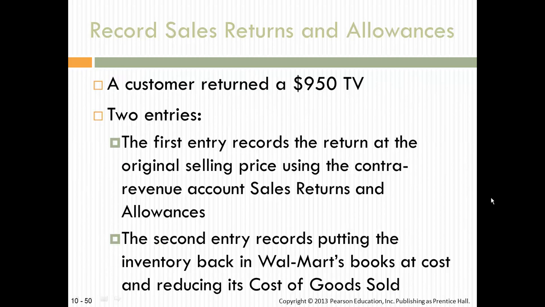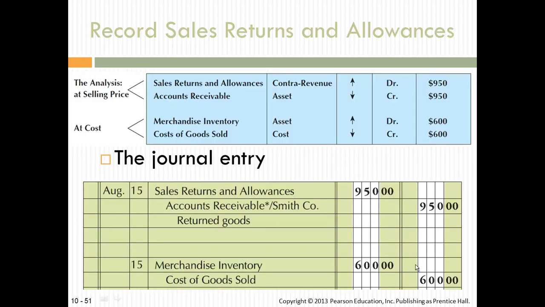Record sales returns and allowances. A customer returned a TV. There's 2 entries. We're going to take a look. Here's your sales returns and allowances and your AR, and then here's your inventory reflected and your cost of goods sold. Because under the perpetual inventory system, you have to always run everything through inventory. 2 transactions, because you're affecting inventory and then you're affecting what's going on with your cash and your revenue.